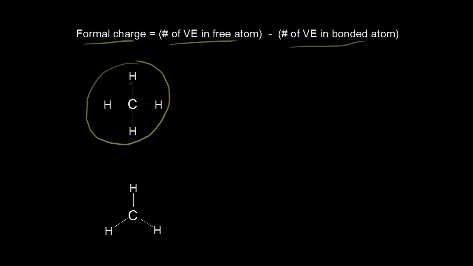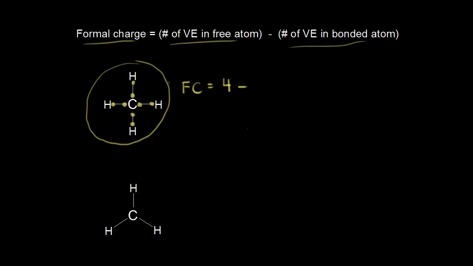Remember that each bond consists of 2 electrons. So I'm going to draw in these electrons in these bonds because it's going to make it easier for us to assign a formal charge to carbon. So to find a formal charge for carbon, the formal charge is equal to the number of valence electrons in the free atom, or the number of valence electrons that carbon is supposed to have. We know that carbon is supposed to have 4 valence electrons, so I could write a 4 here. And from that, we subtract the number of valence electrons that carbon actually has in the drawing.